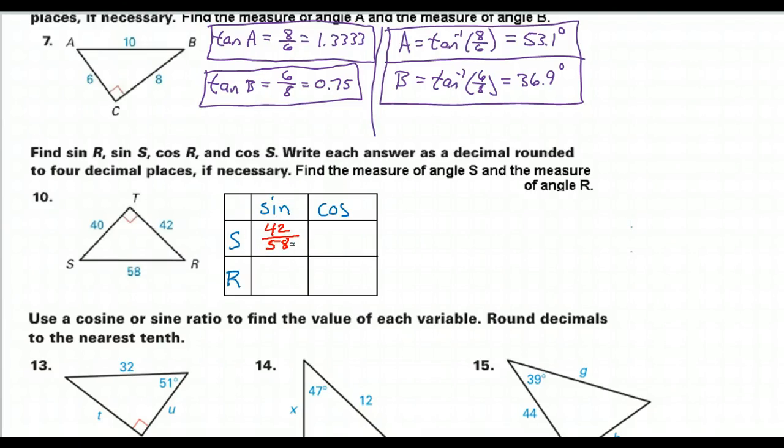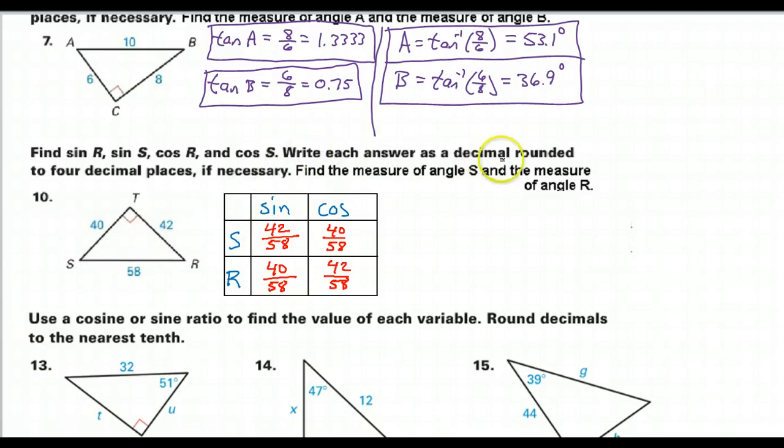Okay, I guess I was supposed to write that as a decimal. I guess I'll do that next. And then sine of angle R, that would be 40 over 58. Then cosine of S, adjacent over hypotenuse, that would be 40 over 58. And the cosine of angle R is going to be 42 over 58. Okay, so that's the sine and cosine of those two angles.